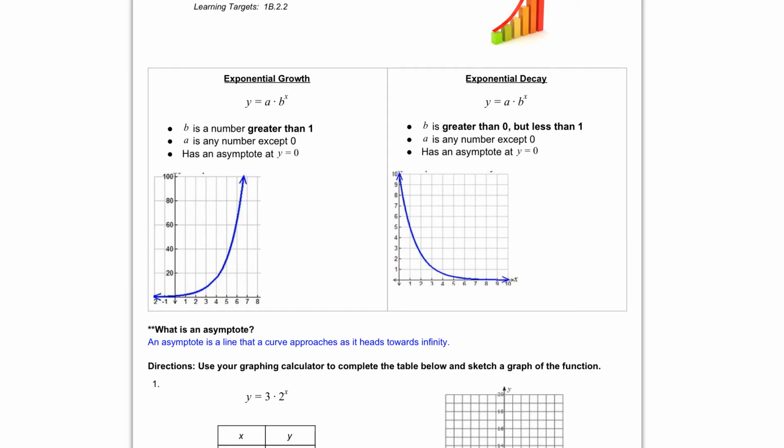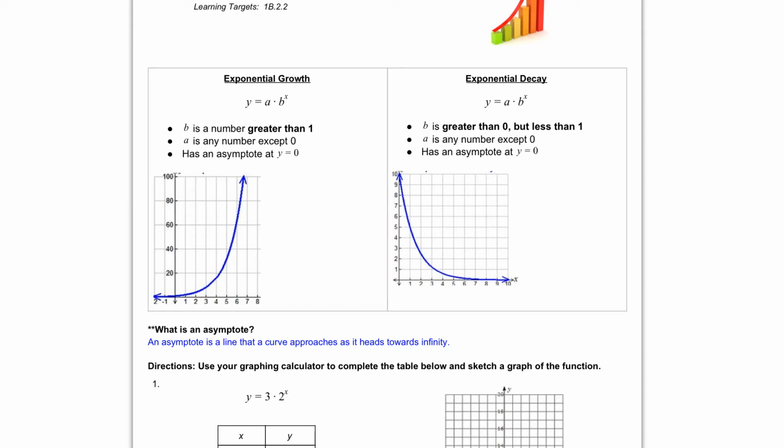So as you're looking at this exponential growth graph, as we go to the left, our graph is going to get very, very close to that line y equals 0, or the x-axis, but it will never cross over and it will never touch. Same thing here with our exponential decay graph. As it's moving to the right, it's getting very close to the x-axis, but it will never touch the x-axis or cross over it. Because it's getting very close to this line, we call that an asymptote.